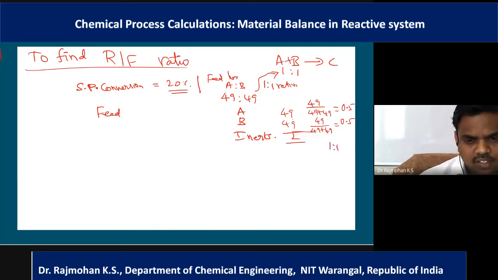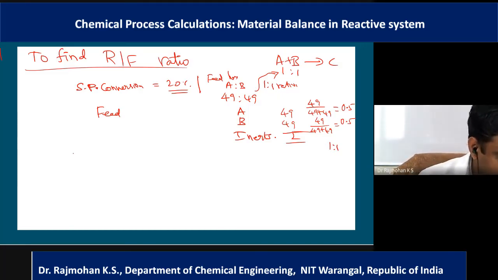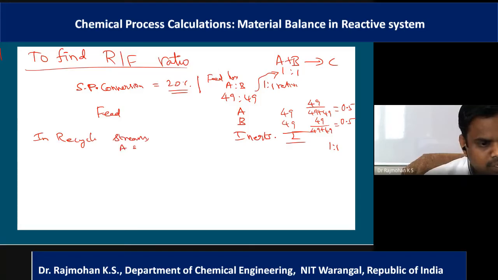So directly also you can tell, excluding the inerts present in the system. In R also, that is in the recycle stream also, A and B will be present in the same 1:1 ratio.